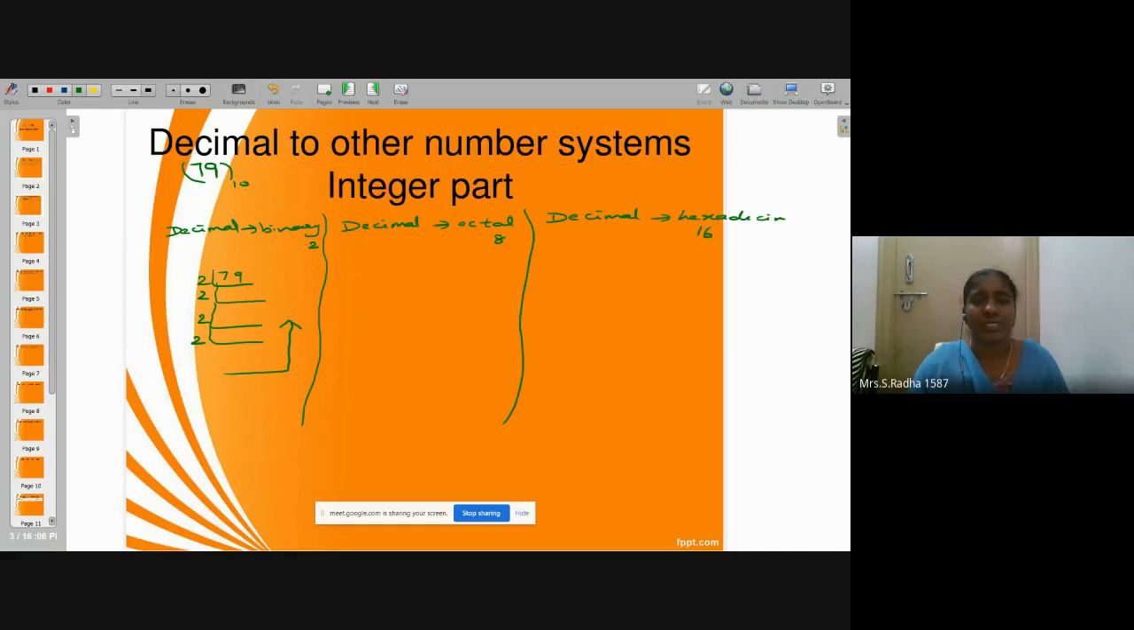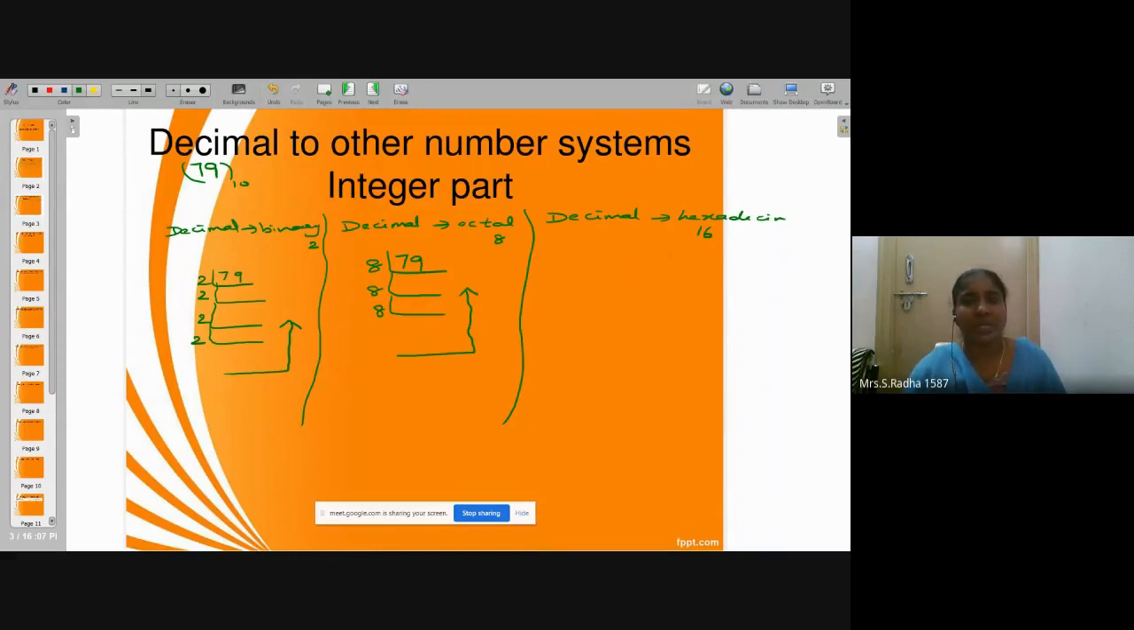For converting decimal to octal number system, you take a number 79, repeatedly divide with 8. And once you get the remainder which is less than 8, then further division not possible, and then you have to take all the remainders bottom-up approach. This is the method.